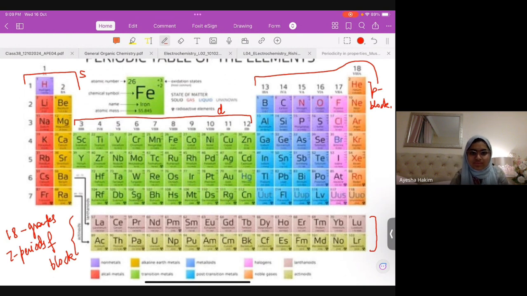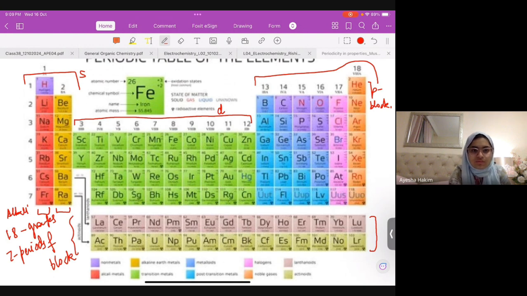The first group, the red one, is called alkali metals. And the yellow one, the second group, is alkaline earth metals. It is part of alkali only, but it is alkaline earth metal, not that very strong alkali.